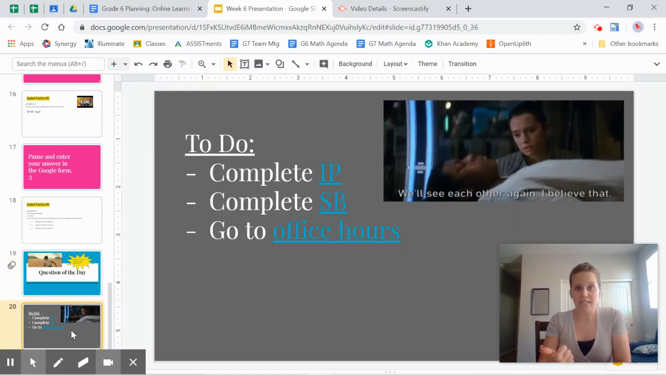All right, folks, here's what is left on the to-do list. You have your independent practice today, which is some great practice simplifying expressions, and some continued practice with exponents like yesterday. Your skill builder as well, and then please go to office hours today at 3:15 with Ms. Russell to get some help on this assignment to make sure you're scoring really well and you can get all of your questions answered.